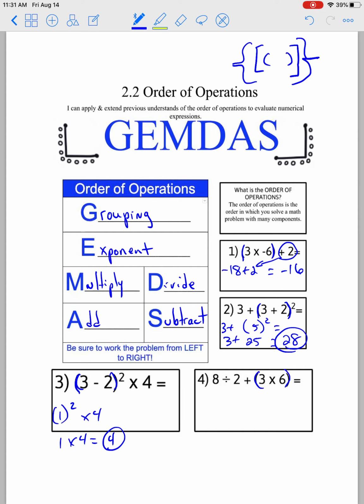Okay. Let's do another one. Number 4, do I got grouping? I sure do. 3 times 6 is 18. 8 divided by 2 plus 18. If I follow this, divide comes before addition. 8 divided by 2 is 4 plus 18 equals 22.